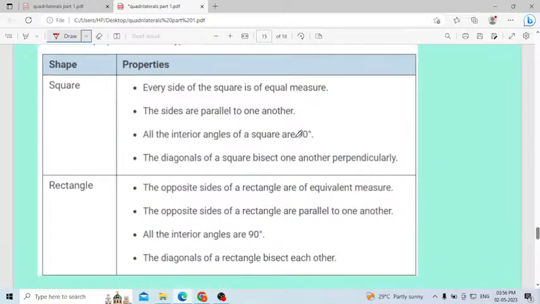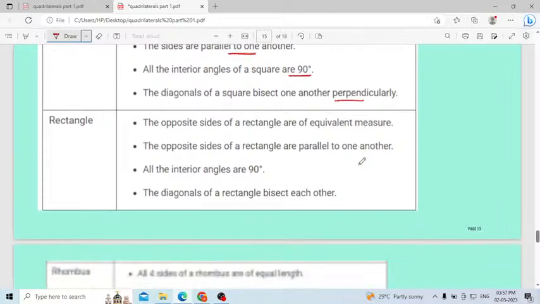Here, the properties we listed already, I explained in detail. I will go fast. Then square: all the sides of the square must be equal. Then the sides are parallel to one another. Then each interior angle is 90 degrees. Diagonals bisect each other and are perpendicular. Already I explained in detail the properties of a square.